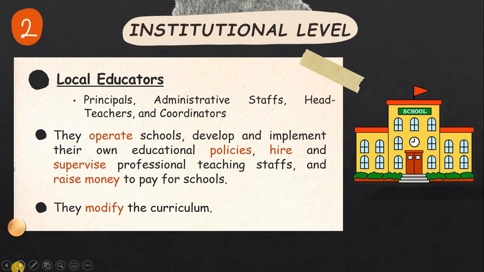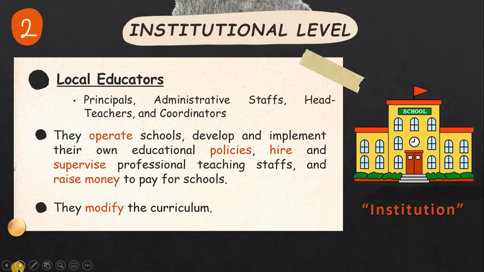So now we move on to the second level, the curriculum, which is the institutional level of the curriculum. Okay, so from the word institutional naman, at this level, there comes the institutions or the schools and the universities. So, sino nga ba ang mga involved sa level na ito? So, at this level, we have the local educators like principals, administrative staffs, head teachers, and coordinators. So, ano nga ba yung ginagawa nila sa ating curriculum?